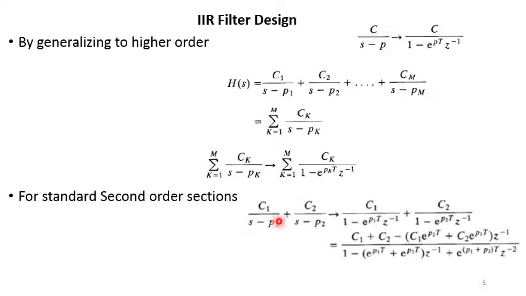So if we have a second order section, in that case we'll have C1 over s minus p1 plus C2 over s minus p2. These are in the H(s), in the Laplace transform. So the corresponding z transform of this system function will be C1 over 1 minus e power p1T z inverse plus C2 over 1 minus e power p2T z inverse. Or on simplification we can obtain this single expression, right? This is for standard second order sections.